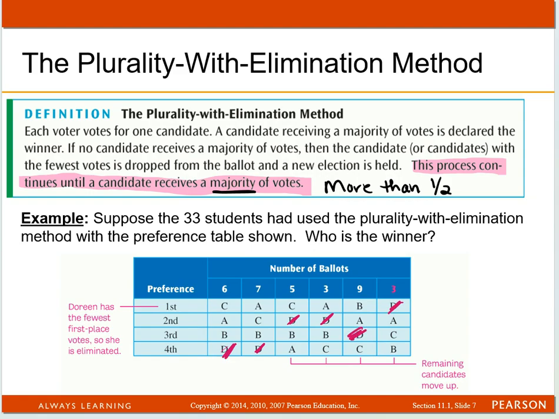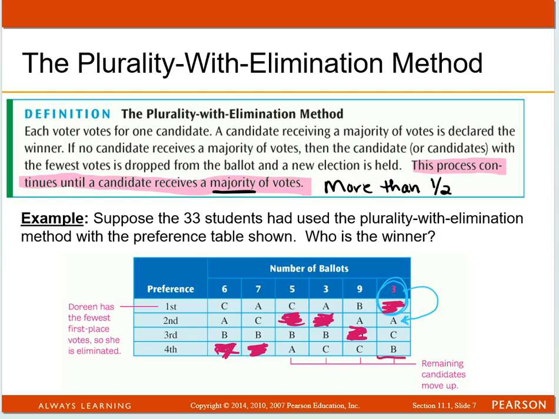Now, they crossed out every D, but let me use a different color here. These 3 people who originally voted for Doreen now have to cast their votes again. Those are the only 3 whose first place vote got eliminated. So everybody else will probably still vote the same way, but these 3 are now going to give their votes to Anne. In the PowerPoint, they actually take this table and remove all those D's. They literally take all this out, and then anything that's missing, they just slide it up so that instead of having 4 rows, you now only have 3.